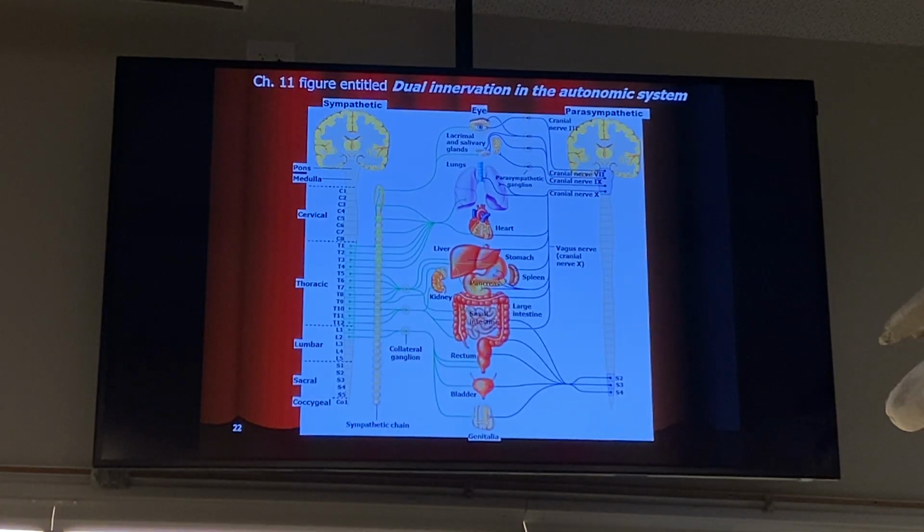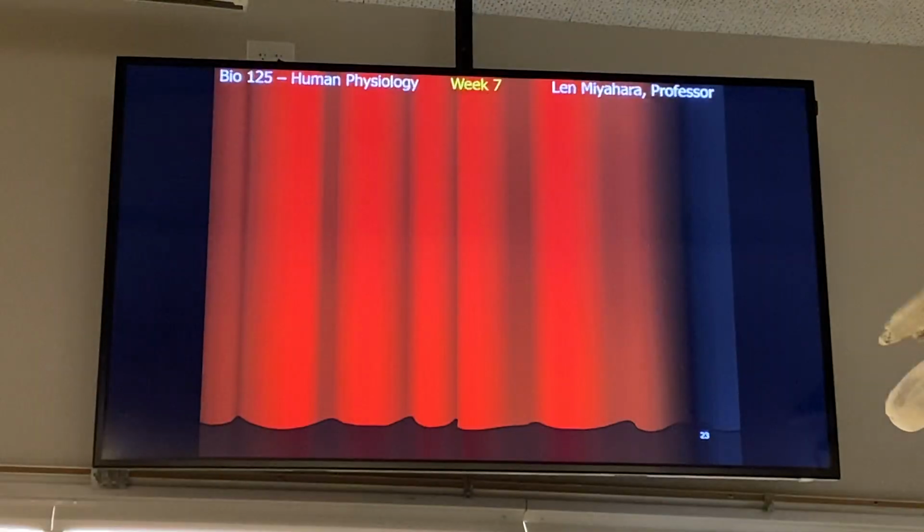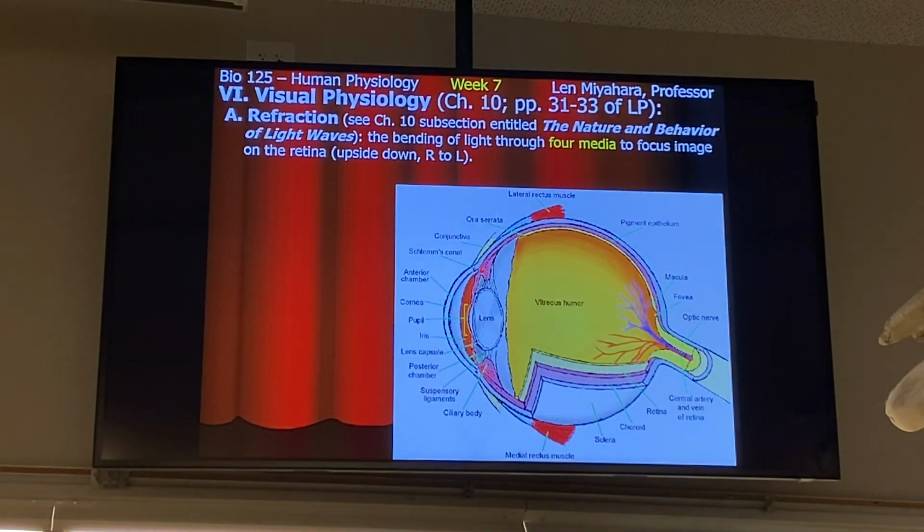Your textbook got lazy and just did all the organs once in the middle. So that's how you can see dual innervation. All right. Any questions on this?